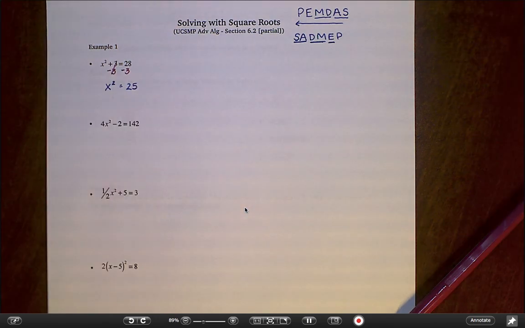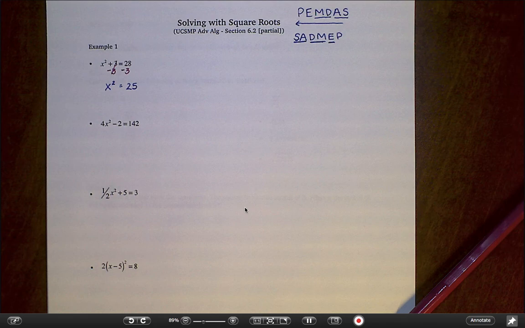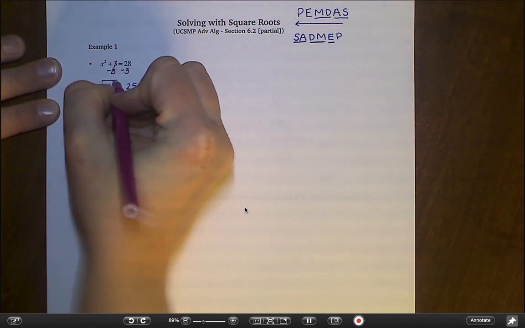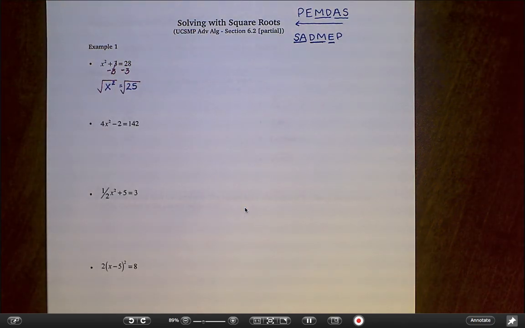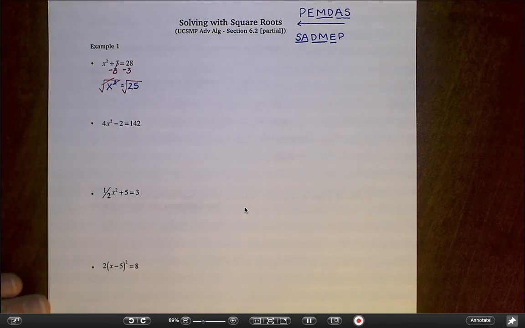And so here's the step that's technically new. Now we've got an x squared, and we're trying to get rid of the square. Equation solving is all about undoing things. So how do you undo a square? Well, hopefully you're saying to yourself that you would use a square root. Squares and square roots are opposite of each other. And so if I take a square root, it's going to cancel out that square.